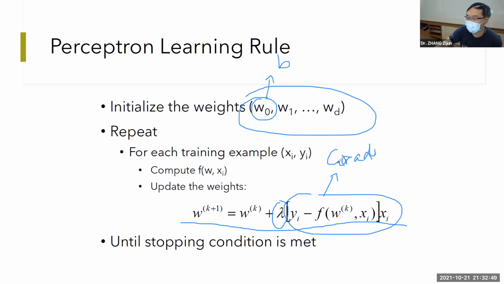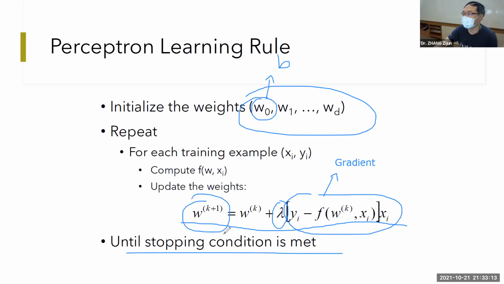Gradient. Okay? So you continuously run such an updating procedure until the stopping condition is met. That means the algorithm has converged, so the weights cannot be further updated or modified. That means the structure of the network becomes stable, becomes converged.